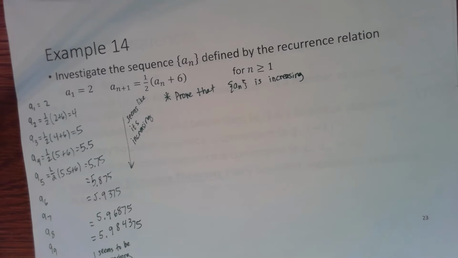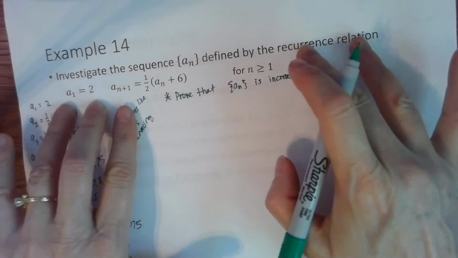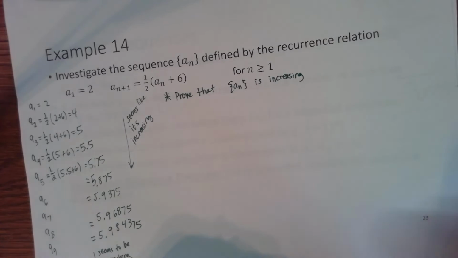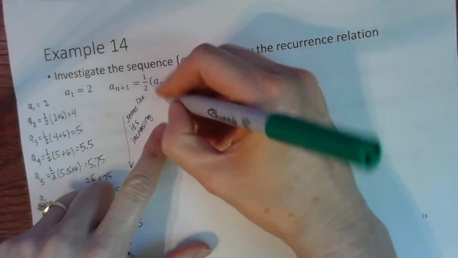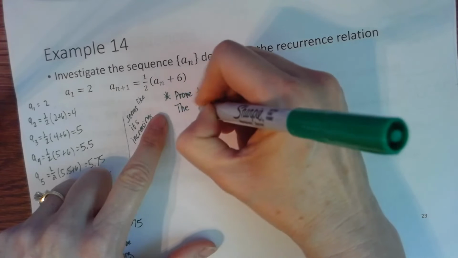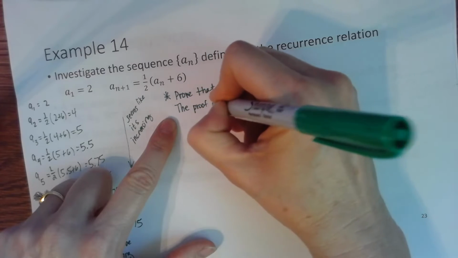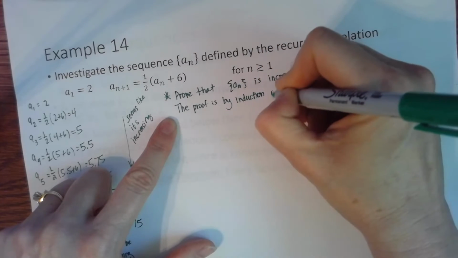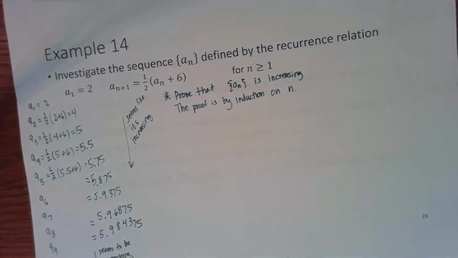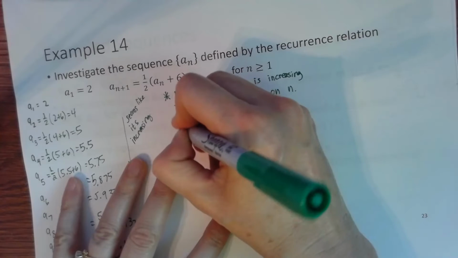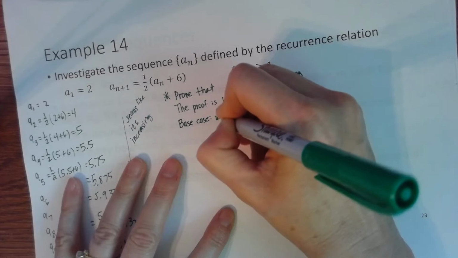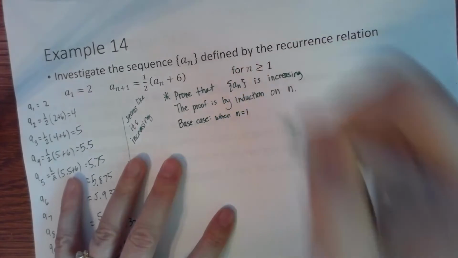And as I already mentioned, whenever we have a sequence defined by a recurrence relation and we need to do a proof with it, the most natural way and easiest way to do it is by induction. Okay, the proof will be by induction on n. And if you will recall, with induction proofs, we always have to start with a base case. Okay, so the base case is when n equals 1.